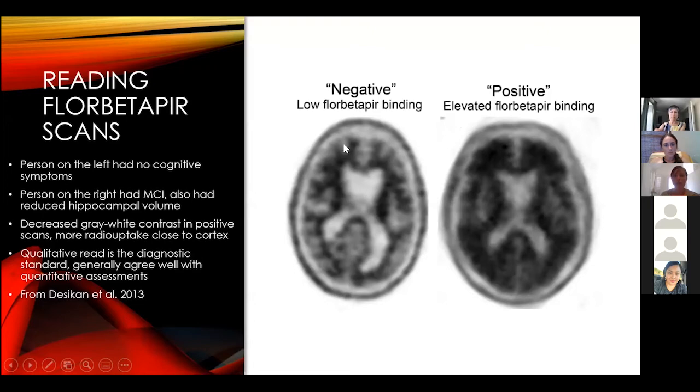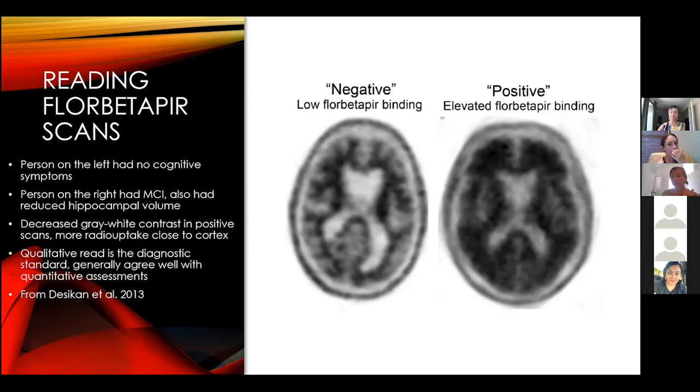So this person had no cognitive symptoms and has a negative scan, has this big white ring and the kind of fuzzy area, and then the darker area is inside. This person with a positive scan, you can see the dark area goes right up to the edge here of the brain. This person had mild cognitive impairment. They also had reduced hippocampal volume, so they were a little bit further along. So you see this decreased gray-white contrast in the positive scans, where more uptake of this radioactive medication is happening closer to the cortex or the edge of the brain.